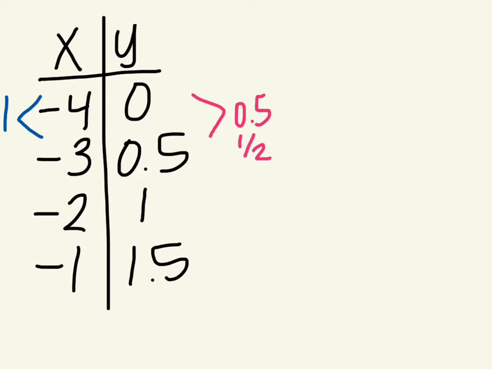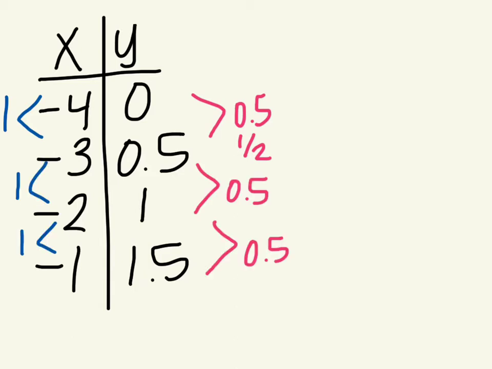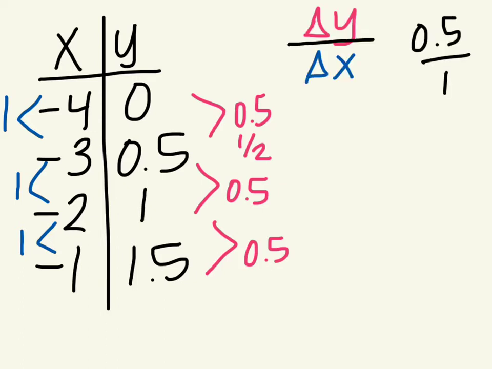Let's continue the table to make sure that it is in fact linear. My change in y continues to go up at a rate of 1/2 for every one value of x. So as x is increasing by 1, y is increasing by 1/2. So my change in y divided by my change in x is 1/2 over 1. And remember, we don't like to leave the decimals in our fractions, so let's simplify this to an easier fraction, which is just simply 1/2.